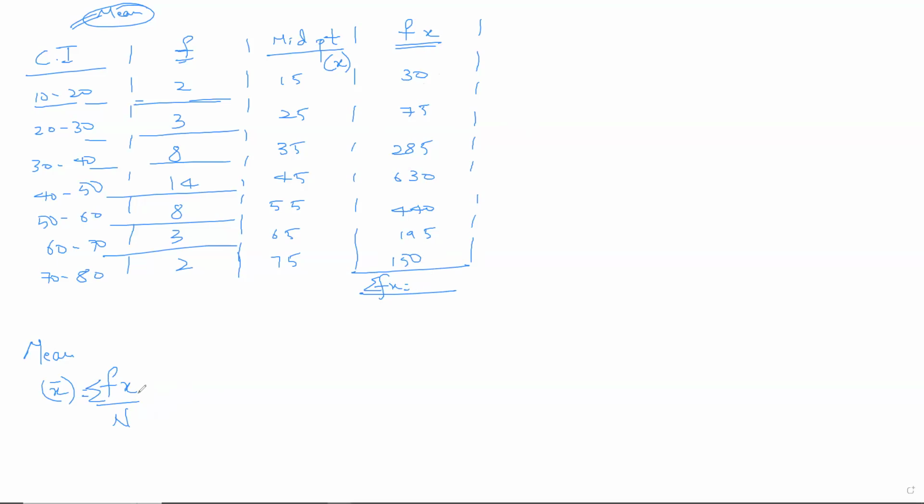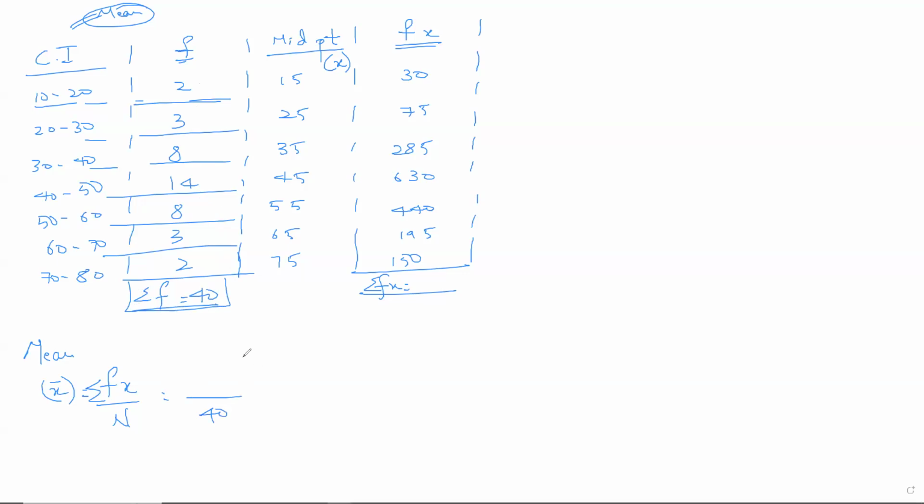Now, the denominator says N. What does N mean? N means the total number of students, or in other words, summation of f, the total number of students. So if you add this up, 2 plus 3 gives you 5, 5 plus 8 gives you 13, 13 plus 14 gives you 27, then 30, 35, and 40. So the denominator is 40. I am happy with that.